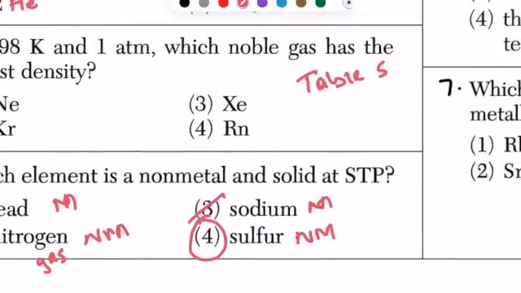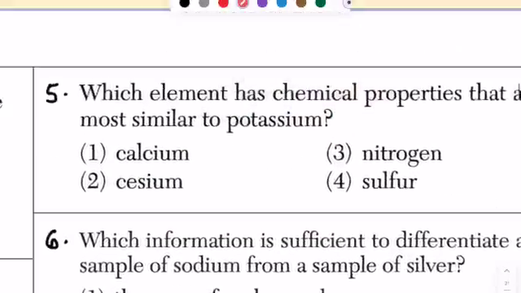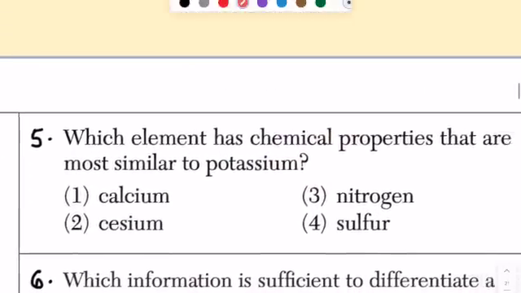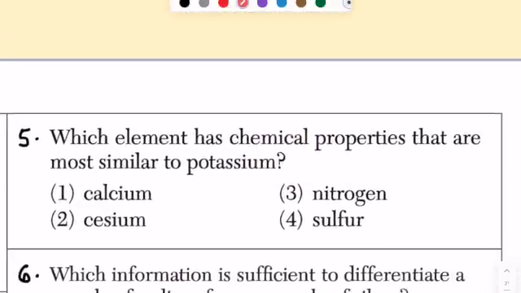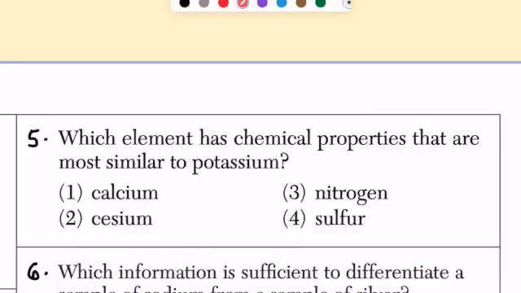So a very quick reminder, you have that staircase on your reference table packet. All of the elements that are on the right of the staircase are nonmetals. All the elements that are on the left are metals. The elements that are closer to the staircase are your metalloids, except aluminum and polonium, these two are metals. So for number 5, which element has chemical properties that are most similar to potassium? This is a question that shows up a lot.